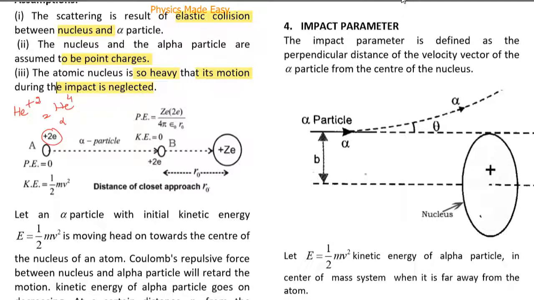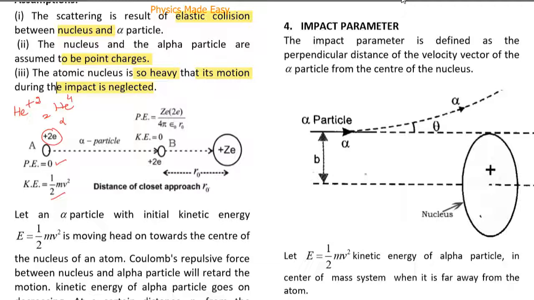Now here, repulsion is 0. We assume the distance is very large, so the repulsive force is negligible. It means potential energy is approximately equal to 0. These alpha particles are bombarded on the atom and thereby the nucleus. So they will have some initial kinetic energy which is equal to half mv square. As the particle comes closer and closer, its kinetic energy is converted into potential energy.